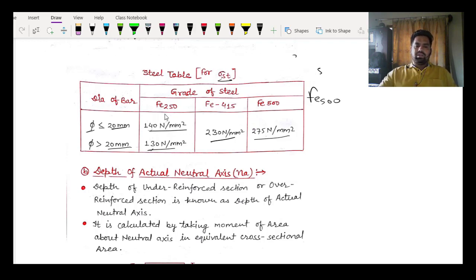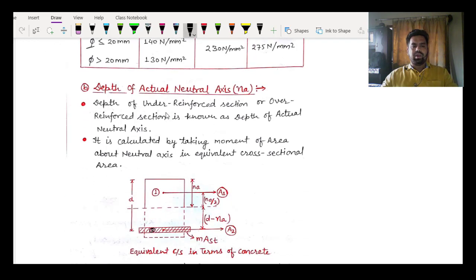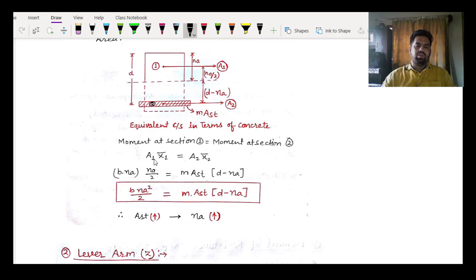Okay, so after this, how will you calculate the depth of the actual neutral axis, which is denoted by NA? Okay, so what is the actual neutral axis? It is the depth where the section cuts when either one of the permissible values is known to you. For an under reinforced section or over reinforced section, it is known as the depth of actual neutral axis. For a balanced section, the depth will be known as the critical depth. Okay, so it is calculated by taking the moment of area about the neutral axis in the equivalent cross section area. So we have to take the moment of area from the equivalent cross section.